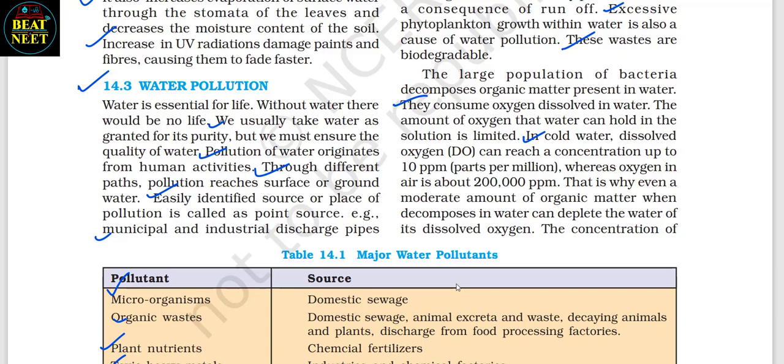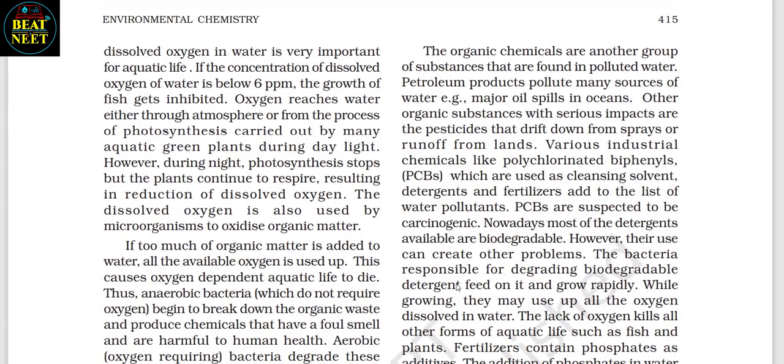In cold water, dissolved oxygen can reach a concentration of up to 10 ppm, that is parts per million, whereas oxygen in air is about 200,000 ppm. That is why even a moderate amount of organic matter, when it decomposes in water, can deplete the water of its dissolved oxygen. The concentration of dissolved oxygen in water is very important for aquatic life. If the concentration of dissolved oxygen in water is below 6 ppm, the growth of fish gets inhibited.